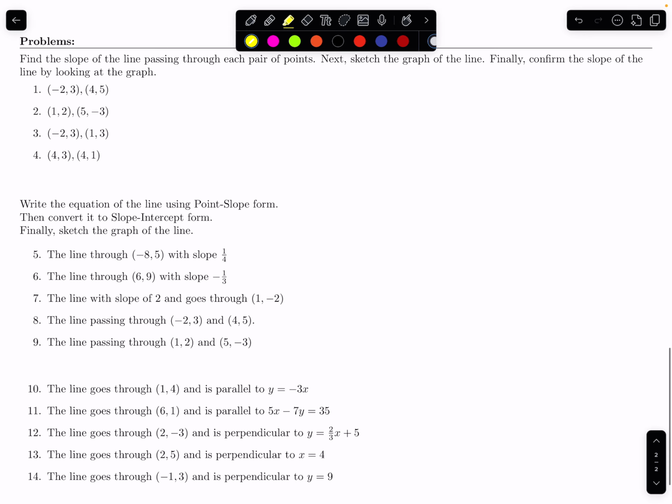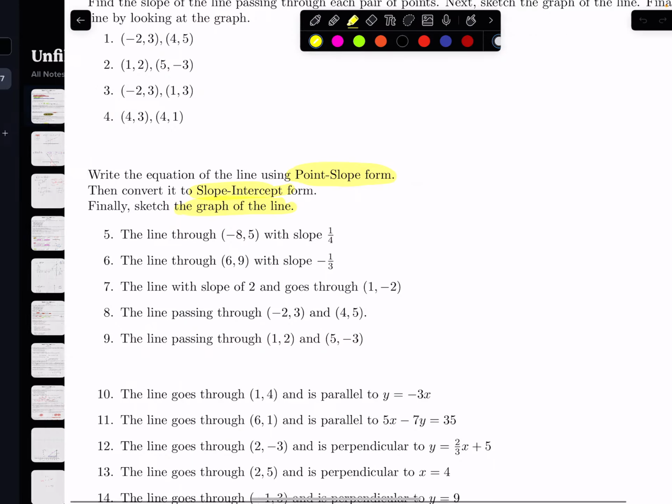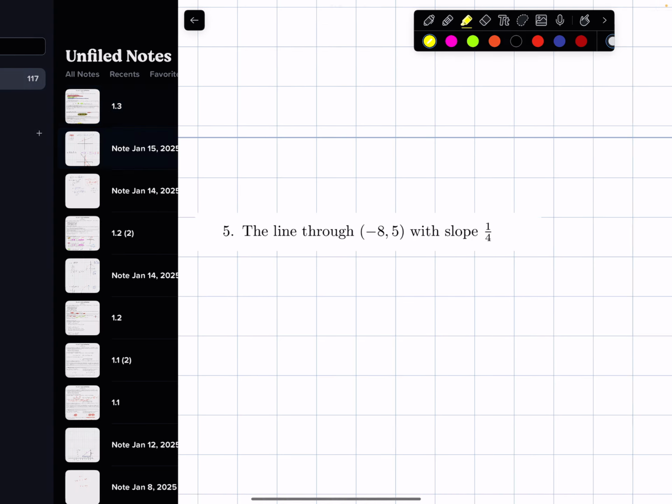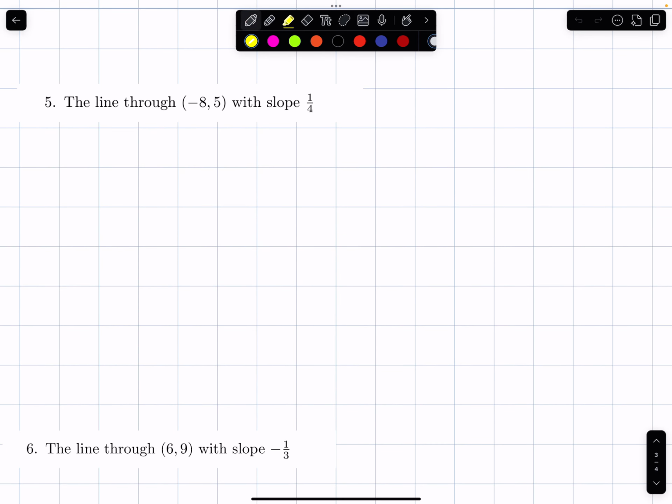So now we're going to try questions 5 through 9. You can watch 5 as the example and then try the rest, or watch as much as you really need to. It says to write the equation using point-slope form. That's the important one to me. And then convert it to slope-intercept form and then graph. So we'll do those 3 things. Now this time I have it all prepared in our other set of notes. We're doing 5 through 9. So here's number 5 first.